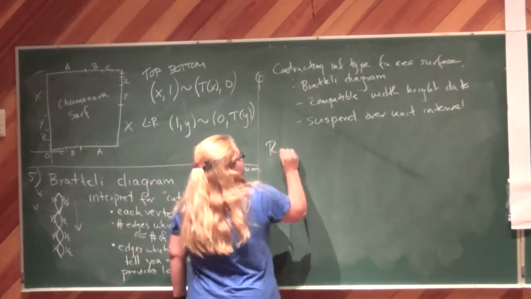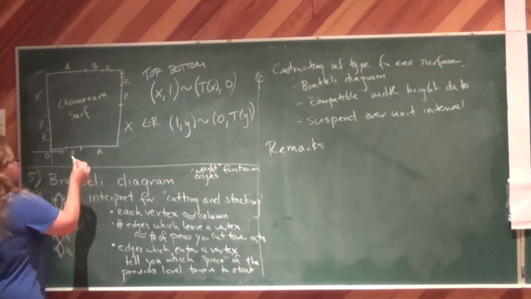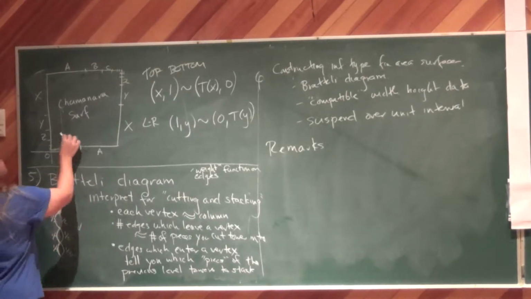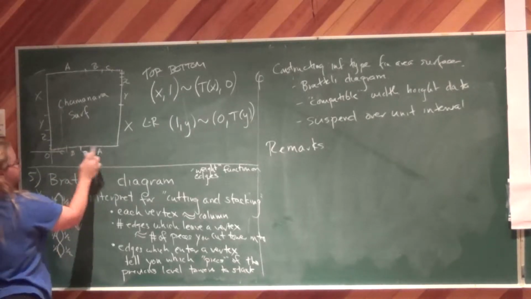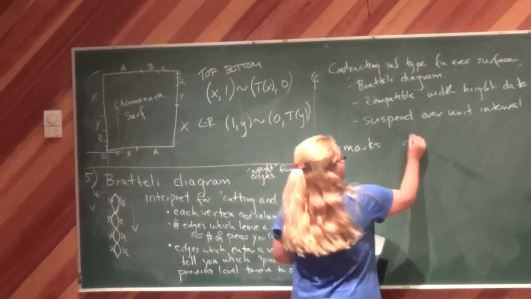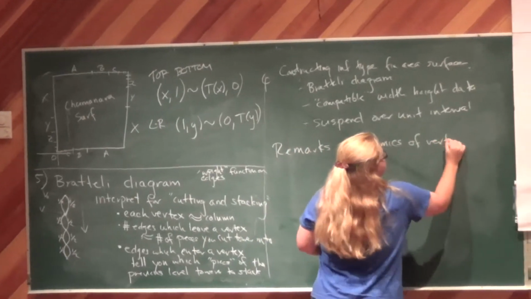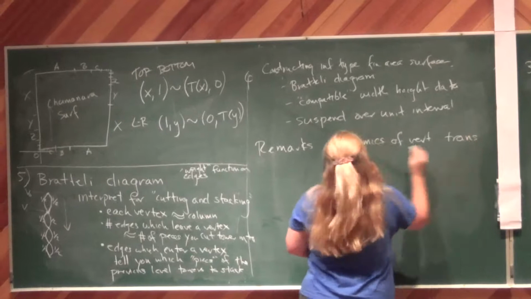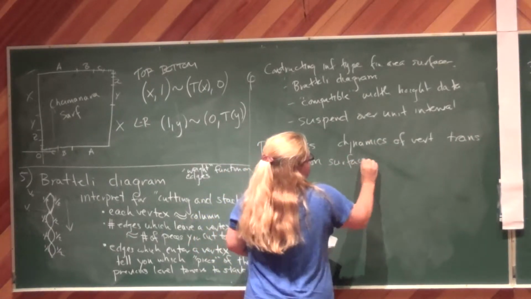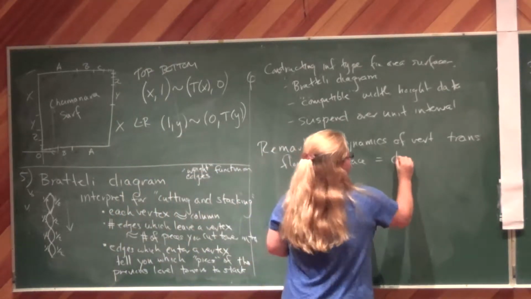Okay, so a couple remarks. If we look at the vertical flow on a surface, the dynamics of that vertical flow exactly agree with the dynamics of the map which we're suspending. So the dynamics of the vertical translation flow on the surface are exactly the same as those on the suspended interval.